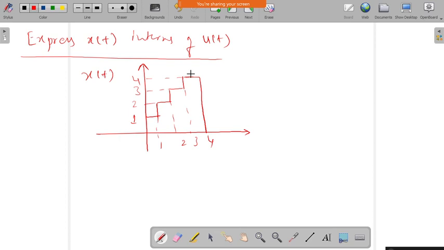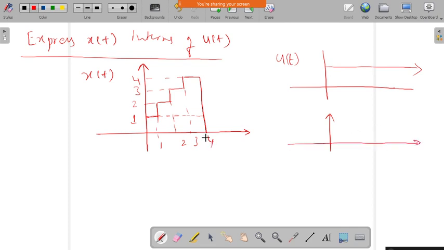Okay, now how to do this one? First we need to see the amplitude 1, from where to where it is. Following it, it is from 1 to 4. So now for 1 to 4 we have to express it using u of t. For that I'll take u of t. You can see u of t goes on till infinity. Now I'll take another signal which is shifted by 4 units, that is u of t minus 4.